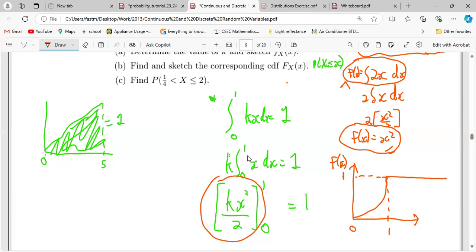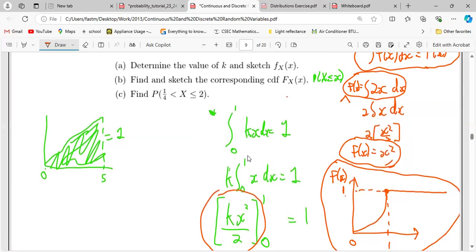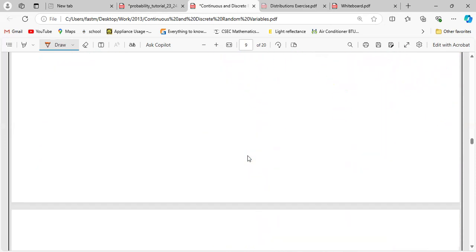Because anything more than the bound that I give you just has to be 1. It must always end at 1. Yeah, the top piece has to be 1 because the total area of the graph has to be 1. Yeah, that was that. And then part C now, the probability that x is less than or equal to 2, but more than a quarter.